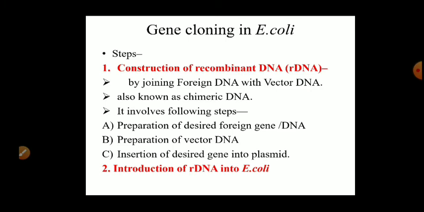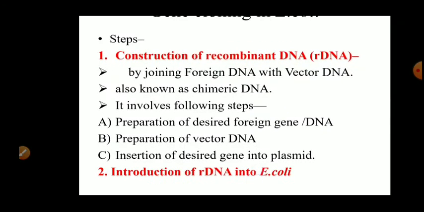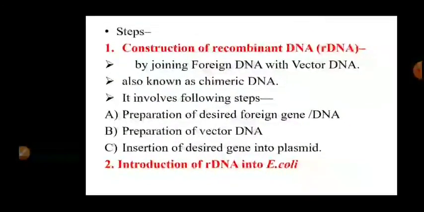Say for example, if your vector is a plasmid, then we have to cut open the vector using restriction endonuclease. By the action of restriction endonuclease, the foreign gene to be cloned is also cut and the vector is also cut. Once you have cut or nicked the vector, then the foreign gene is allowed to get inserted inside the vector DNA. Now your plasmid becomes a recombinant plasmid. Now this recombinant plasmid is then inserted into the cloning organism. Okay. So the second step is introduction of recombinant DNA into E. coli. That means into the cloning organism.